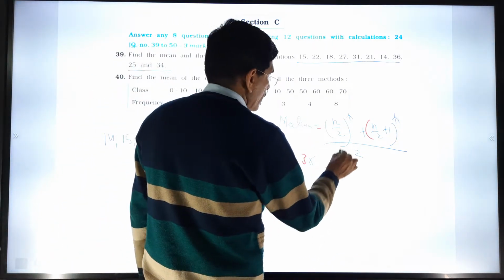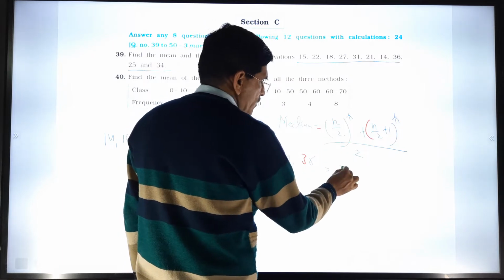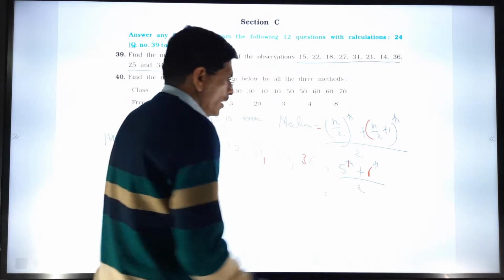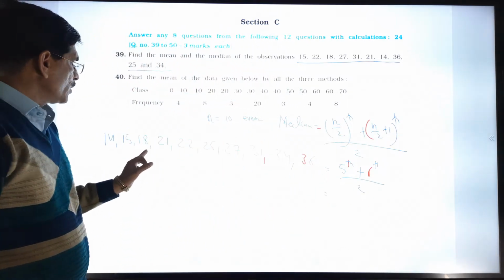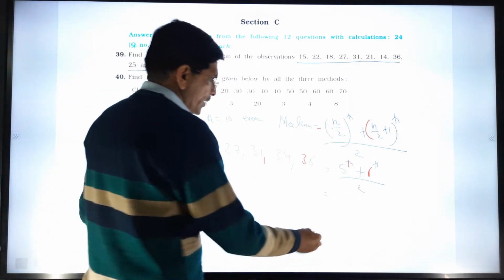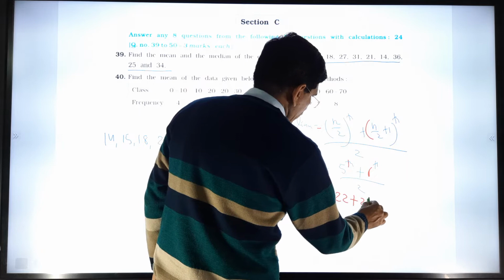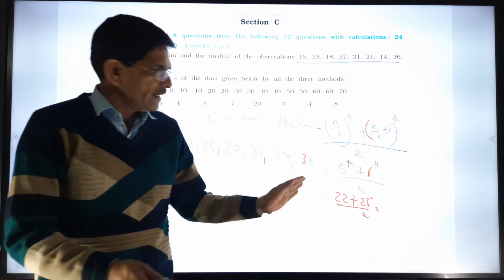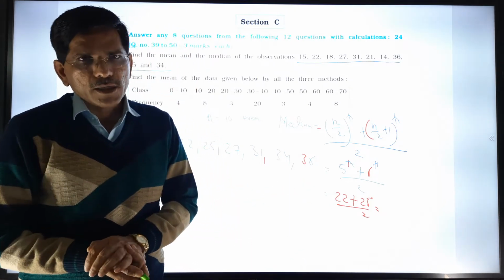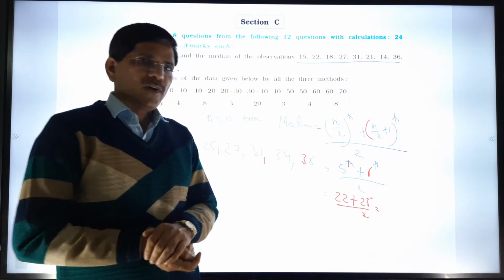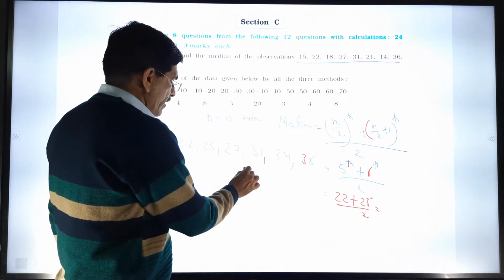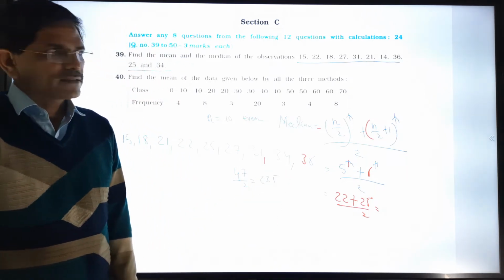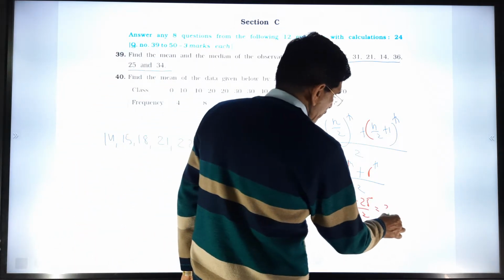Now for median, n by 2, so 10 divided by 2, that is the 5th observation, plus the 6th observation, divided by 2. Now what is the 5th observation? 1, 2, 3, 4 and 5, that is 22. So 22 plus 25 divided by 2. Don't cancel the 2 with the 11s. In addition, we cannot divide the numerator by the denominator term by term. So 22 plus 25, that is 47. So 47 divided by 2, that is 23.5. That is the correct answer. So the answer is 23.5.